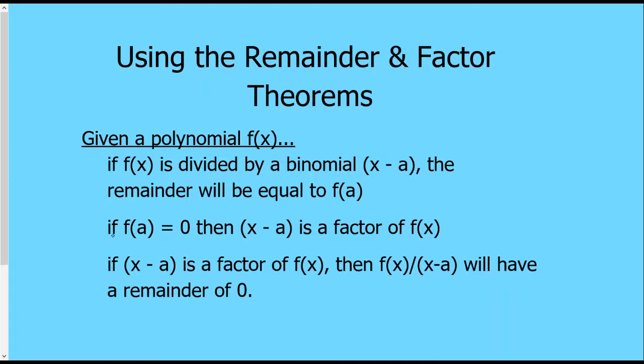Then we could say that if f of a equals 0, then x minus a is a factor of f of x. Because if you go back to your elementary education, if you divide something and get a remainder of 0, then it has to be a factor, okay? And then if x minus a is a factor of our polynomial f of x, then f of x divided by its factor x minus a will have a remainder of 0, okay? So we're really just using these big ideas to solve the next series of questions that we're going to look at. So let's see what we got.